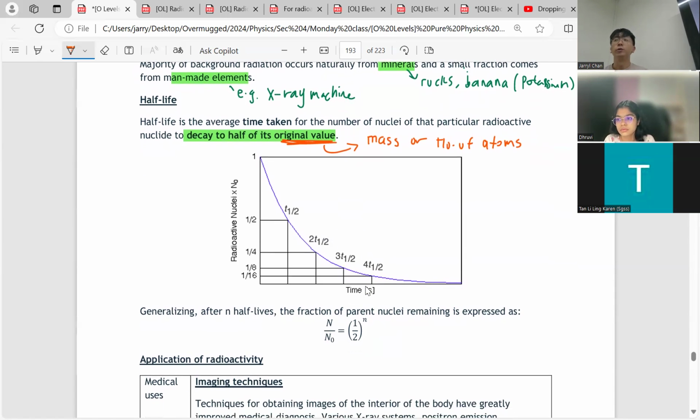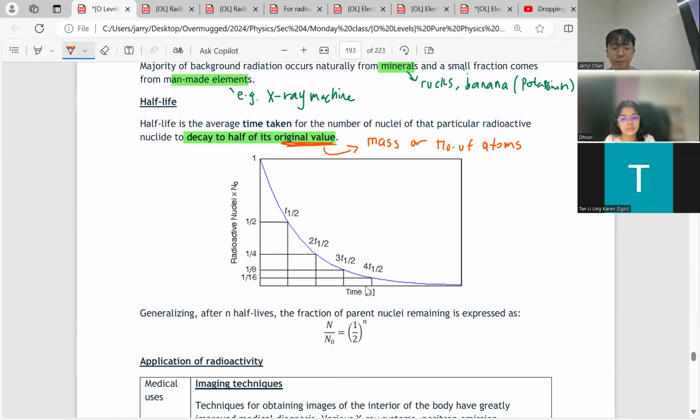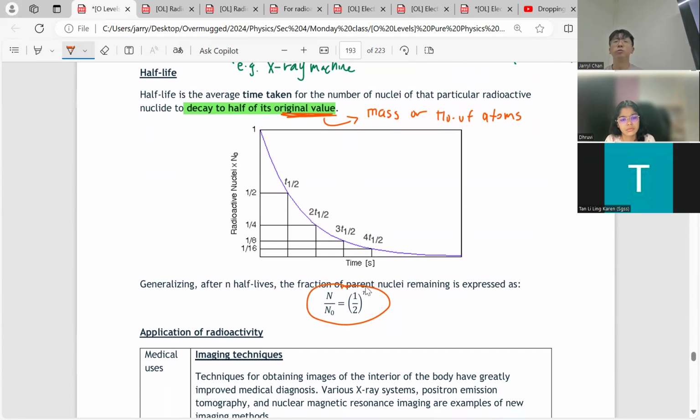Okay, that's why you can summarize the idea using this formula here. Honestly, do you need to force this into your head? Again, I don't need you to force it into your head. Why? Because if you understand the idea of half and half and half, this is half to the power of n. If I have gone through 3 half-lives, what has happened? Half to the power of 3, 1/8. It has decayed to 1/8 of its mass.